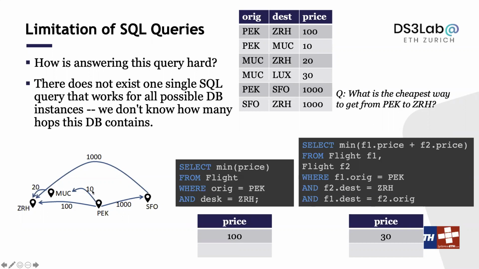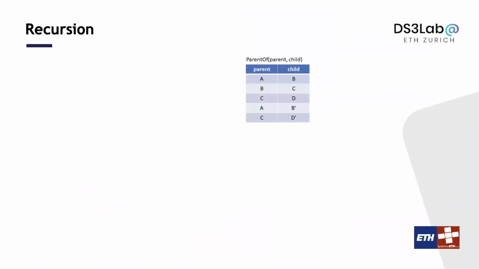So you plug them together, it's like 30, right? So I can keep doing this. But again, if you look at all the SQL constructions that we have learned so far, you are not able to write a query that works for all possible database instances, simply because I don't know how many times I should join the same relation. Right? So that's actually a very fundamental limitation. And today we are going to learn about something to accommodate that limitation.